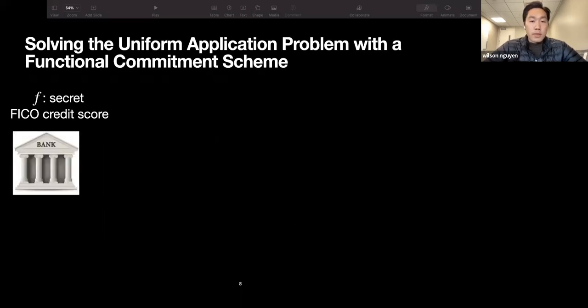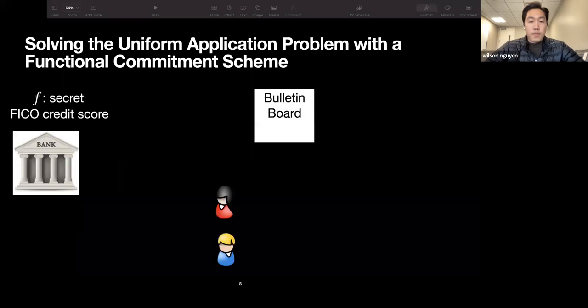So maybe with this functional commitment scheme, we can solve the uniform application problem, but also enable other functionality that we have not seen prior. So let's think back to the bank with this secret FICO credit scoring algorithm F. Imagine there are users Alice and Bob and a public bulletin board. You think of this as maybe maintained by the government, or maybe it's on a blockchain, but it's some type of public bulletin board that everyone has access to.